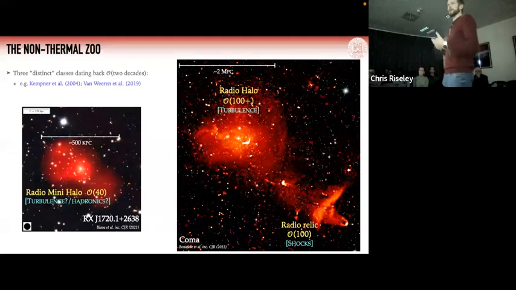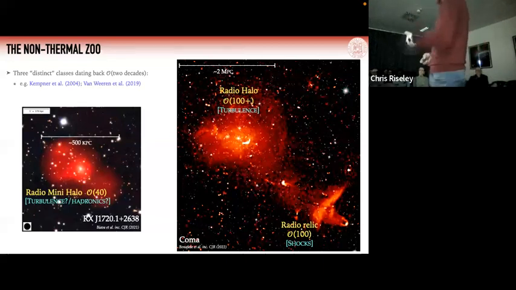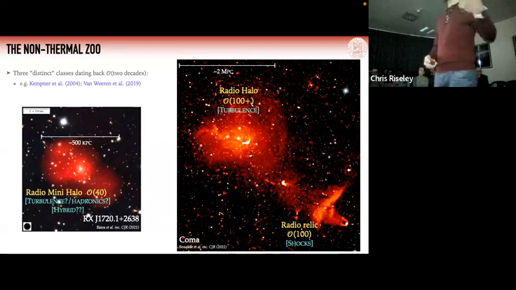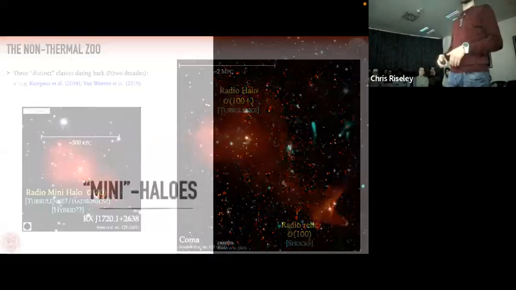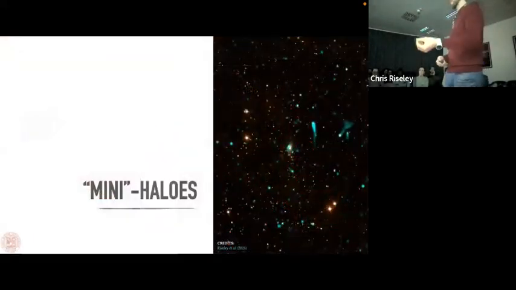There are some studies that have previously suggested turbulence. There are some studies that have suggested hadronics. Don't worry if you're not familiar with these terms. These are something I'm going to come on to explain in a little bit. Or more recently, and this is the evolving picture of where the research is going, perhaps some form of hybrid scenario where you have turbulence and hadronics dominant on different scales. Onto mini halos.